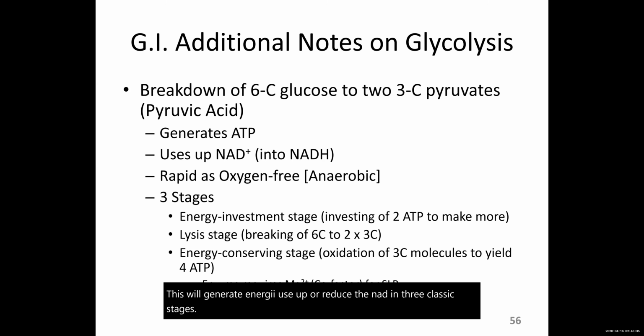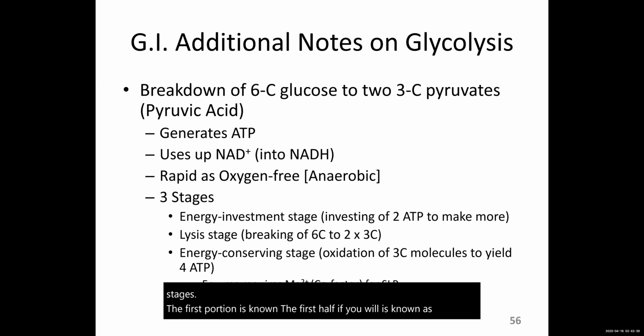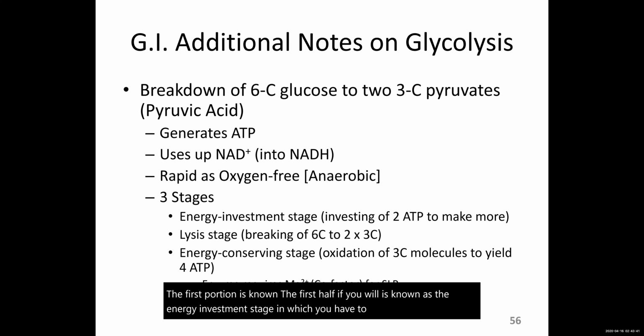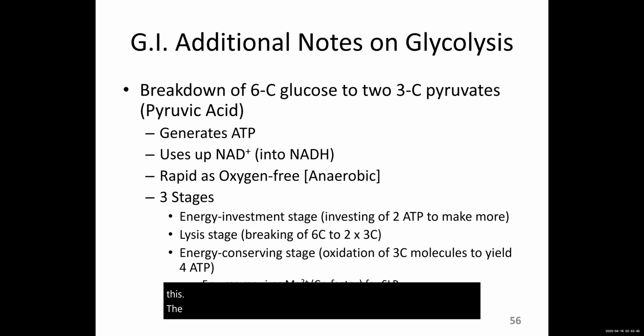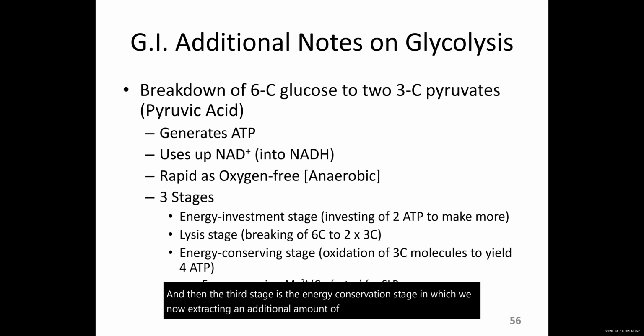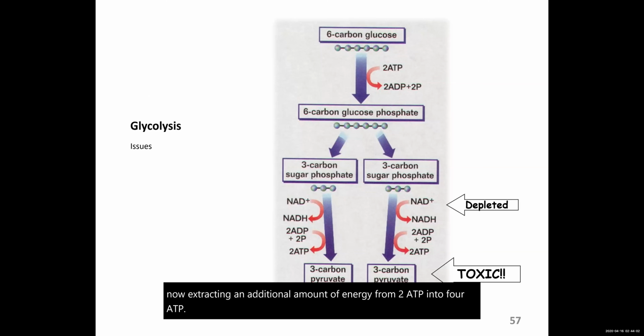The first half, if you will, is known as the energy investment stage, in which you have to pay 2 ATPs to make this. The second stage here is the breakdown of glucose into 2 pyruvates. And then the third stage is the energy conservation stage, in which you're now extracting an additional amount of energy, from 2 ATP into 4 ATP. It's easier to visualize this way.